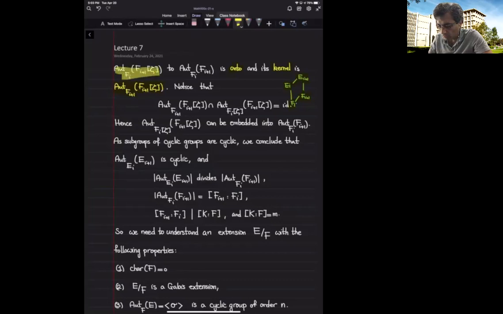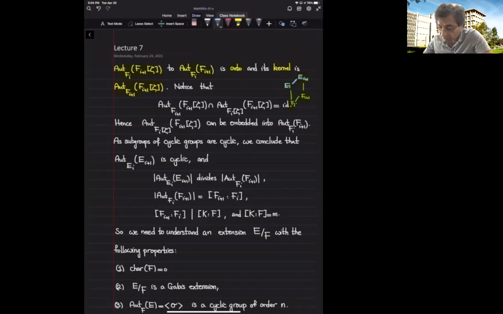Now, what is the lesson? Remember that this group of automorphisms is cyclic of prime order. Okay, so that's one thing we have to remember. What am I interested in? I'm interested in the top extension. I want to understand what is the group structure of the E_i-linear automorphisms of E_{i+1}.